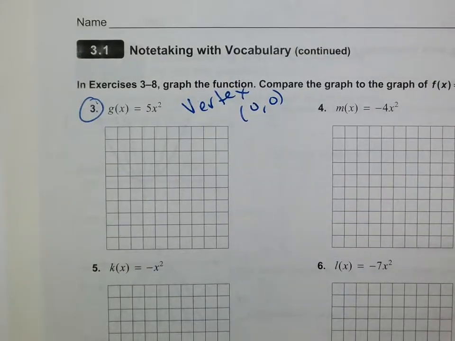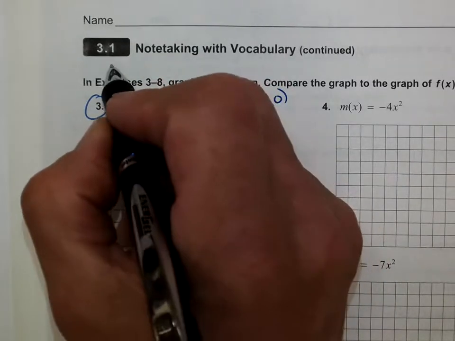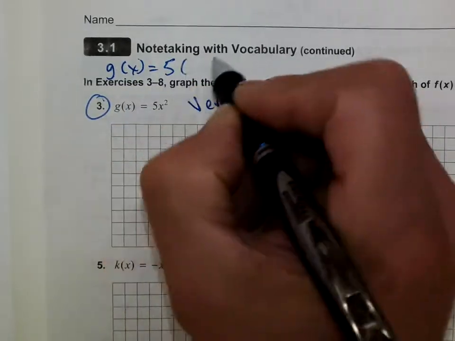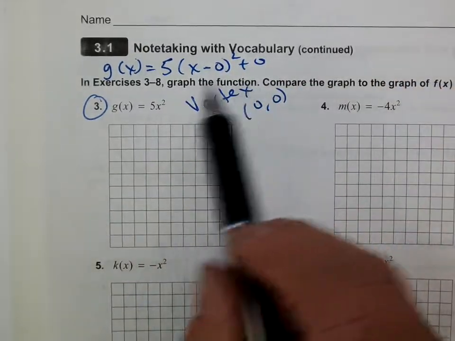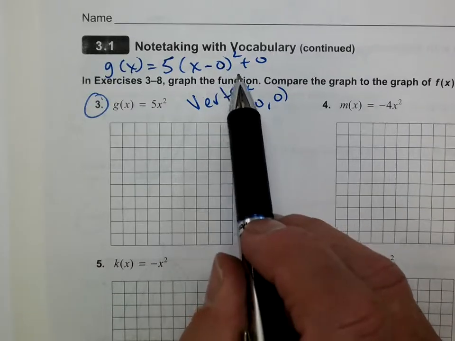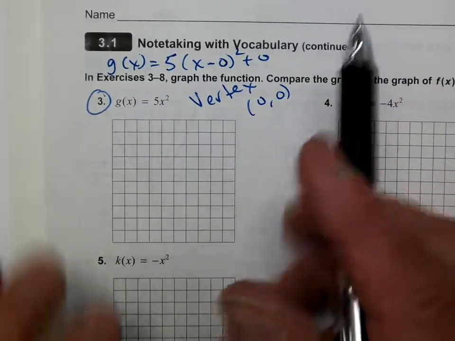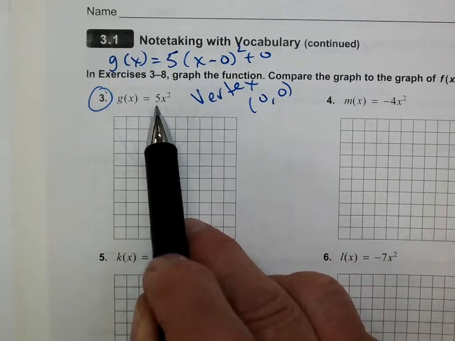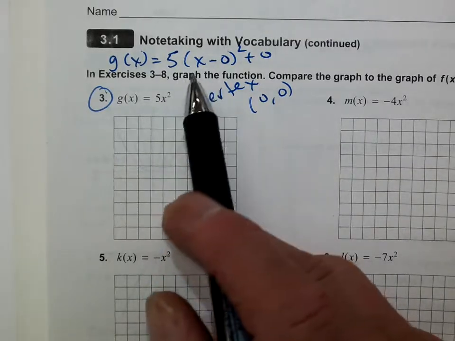Now, I could get a little bit wordy on this one, and I could say, well, it's the same thing as g of x equals 5 times x minus 0 squared plus 0, but that would be a waste of time, right? But that helps us get to 0, 0. So we can go to 0, 0. And then what's going to happen with the 5? How does the 5 change things? It just takes the results. So like if x equals 3, it's going to be 45.